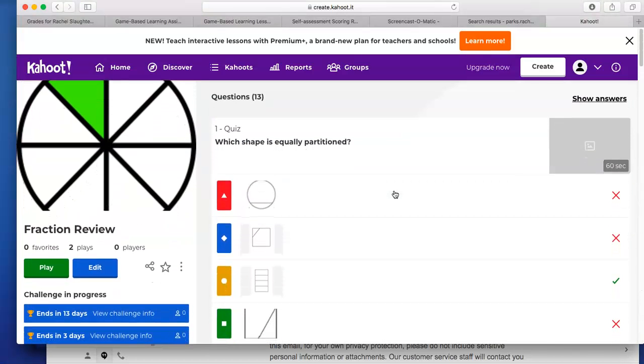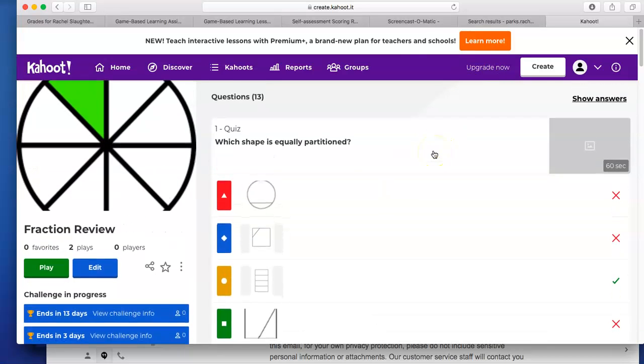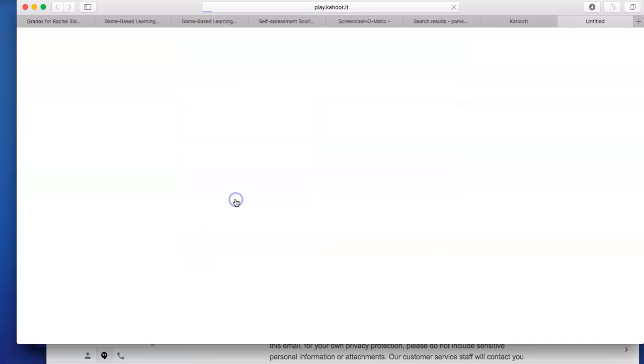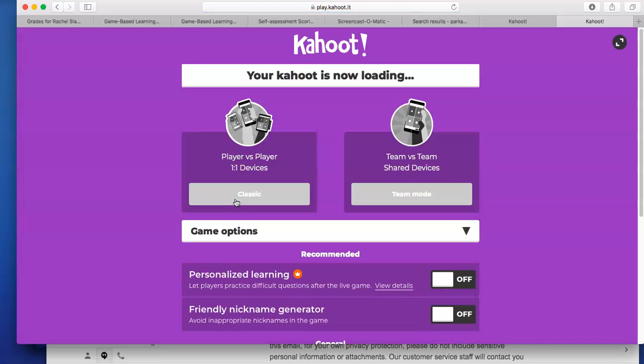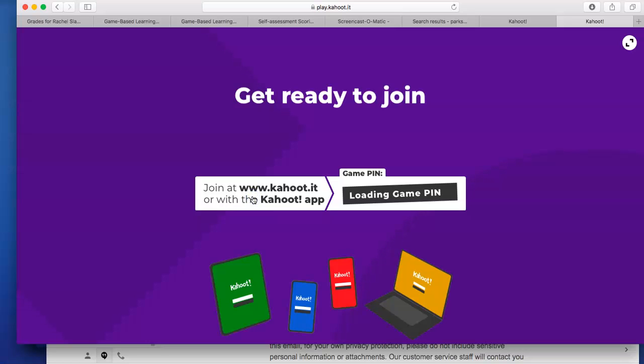So it does look a lot different when the students play. If they play it in the classroom, I really like it because if I were to hit select teach for the virtual classroom, it gives the fancy music, and it's really engaging for students. I would usually do the player versus player, and then it would load a game pin. The game pin is about to pop up.